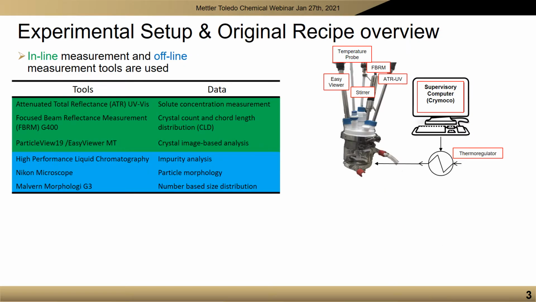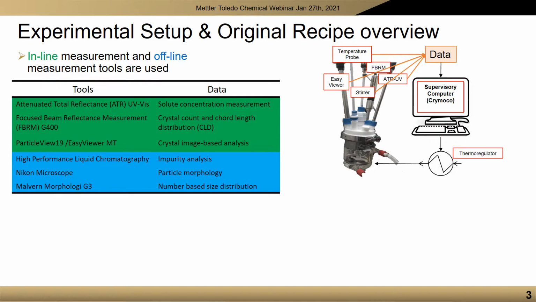The experimental setup of the crystallization process here at Purdue involves using multiple inline measurement tools to observe the process dynamics. The ATR UV-Vis probe measures solute concentration. The FBRM, or the G400, was used to measure the particle counts and chord length distribution. The PVM and the EasyViewer provide particle image shape and morphology analysis. These PAT tools are hooked up to a supervisor computer that communicates with all the hardware to provide feedback control to manipulate the process temperature.